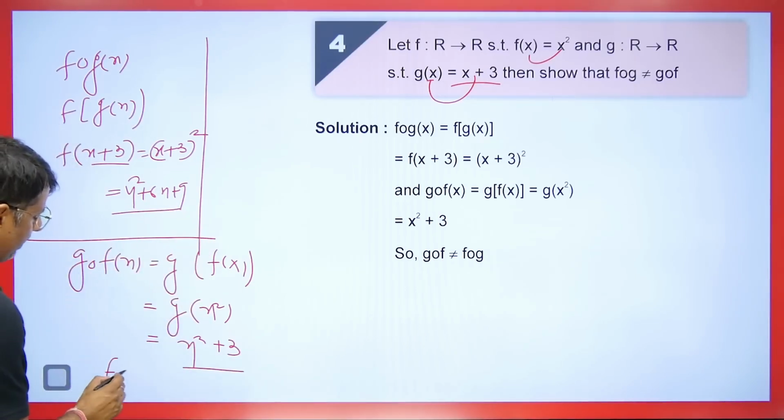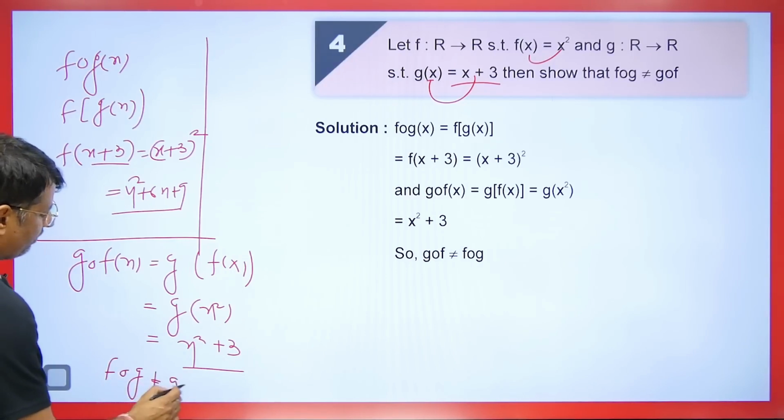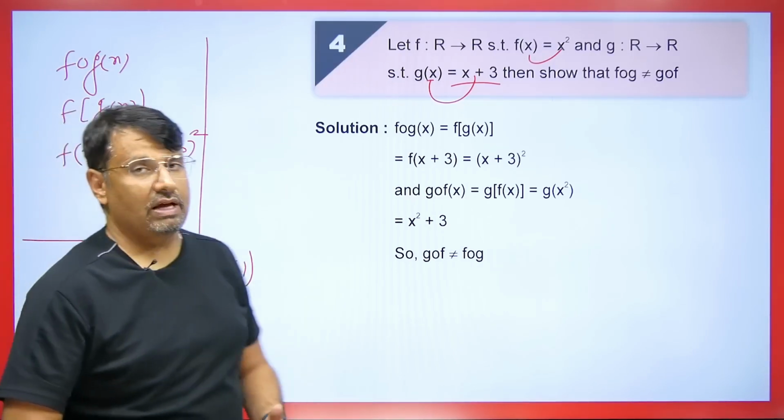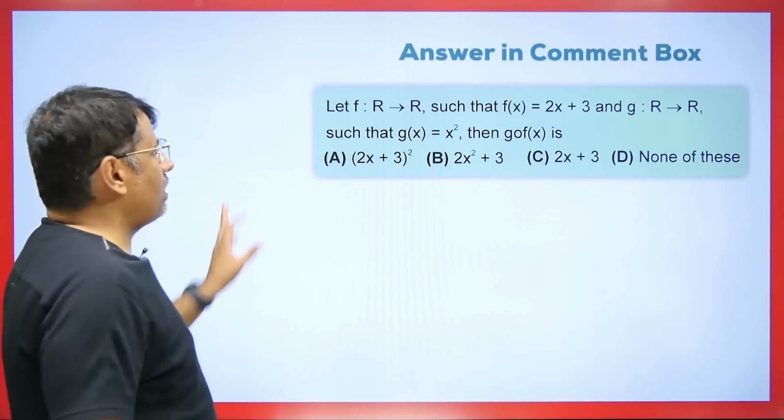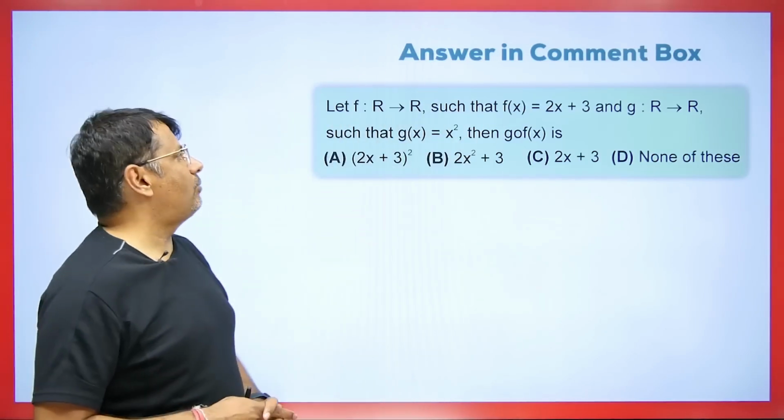It means that these both are not equal to each other. This means that f∘g will not be equal to g∘f. We can prove it easily in this way. So this is the question. You have to answer it in the comment box.